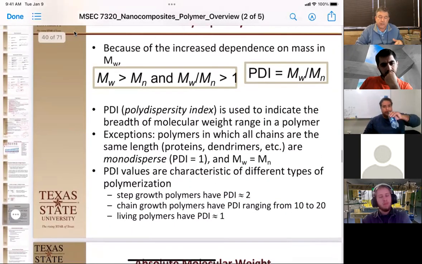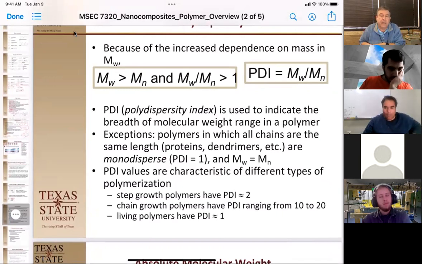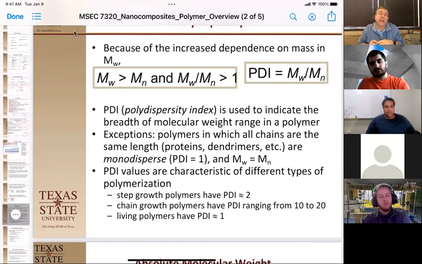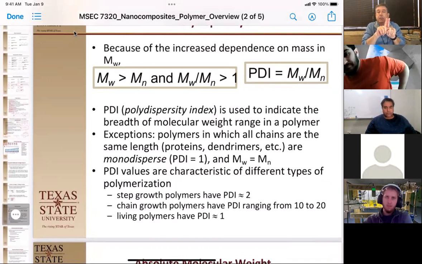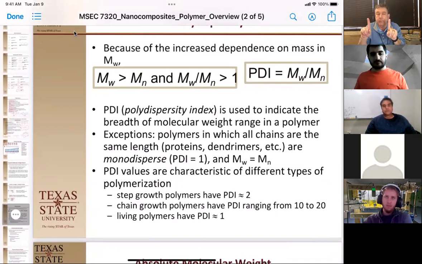Because M sub W is always bigger than M sub N, if we divide M sub W by M sub N, it will always be greater than 1, and we get what we call the polydispersity index. Let's say we have a very wide distribution, and our M sub N comes out to be something like 500,000, and our M sub W comes out to be 1 million. If we divide these two, we get a polydispersity index that's pretty wide.